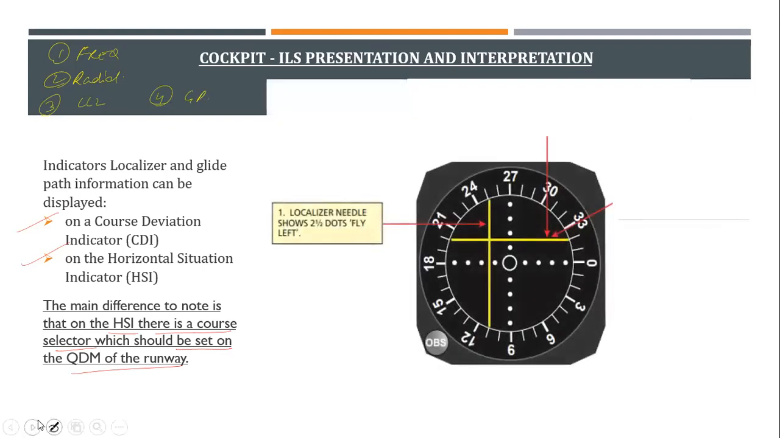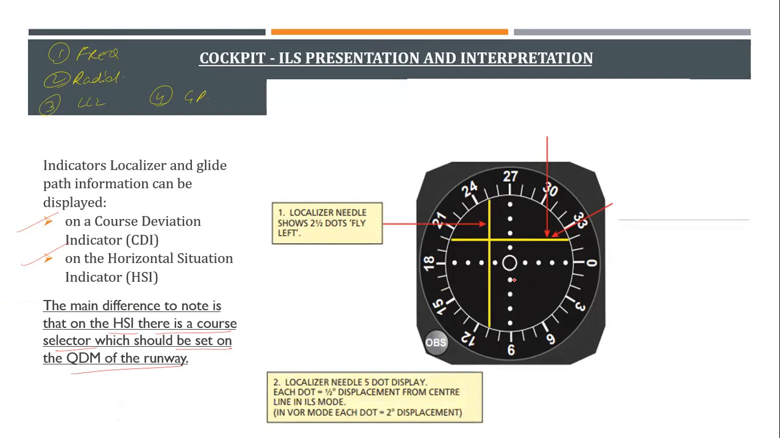If you see this, this is my deviation indicator or a CDI. You can see in a VOR we only had lateral, but in this we have vertical also. This also has 5 dots, but these 5 dots will represent something else. Each dot here represents only half a degree of deflection. You need to understand this carefully because ILS is very sensitive and requires a lot of precision.